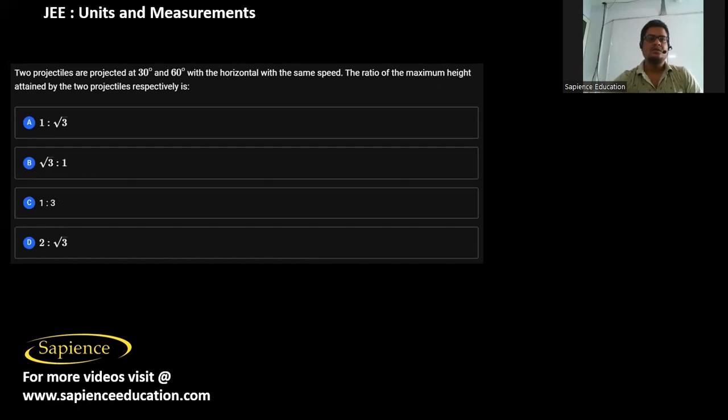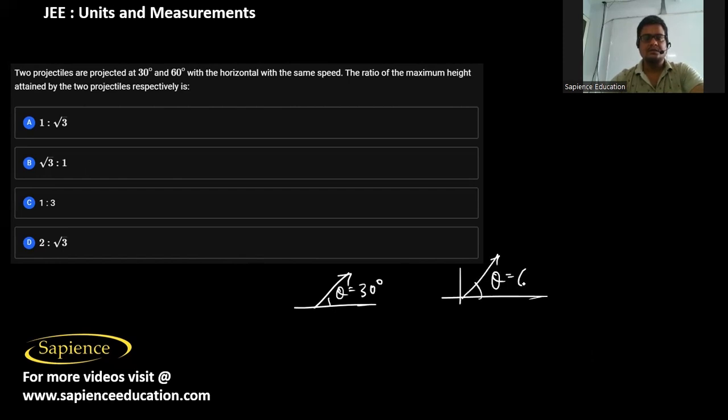Then here it is told two projectiles are projected, one at an angle of 30 degree with the horizontal, and one at an angle of 60 degree with the horizontal, with the same speed. The ratio of the maximum height attained by the two projectiles respectively is.